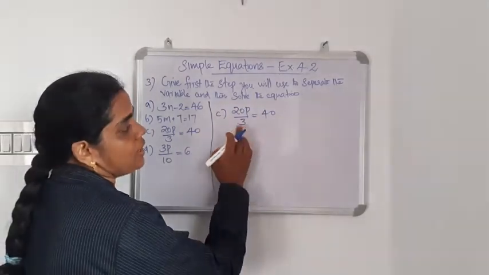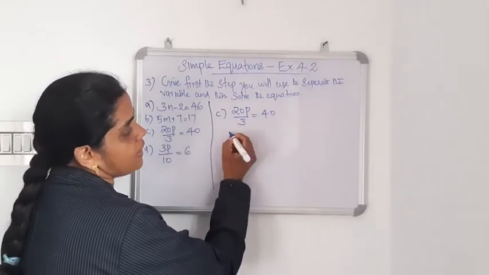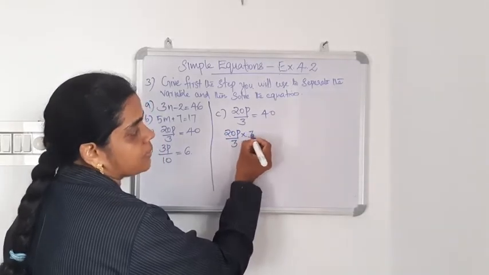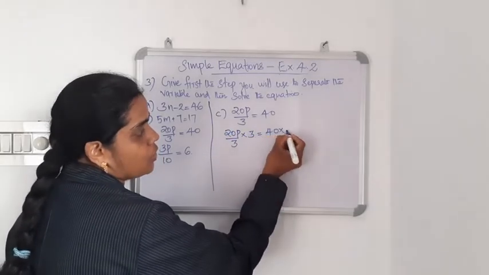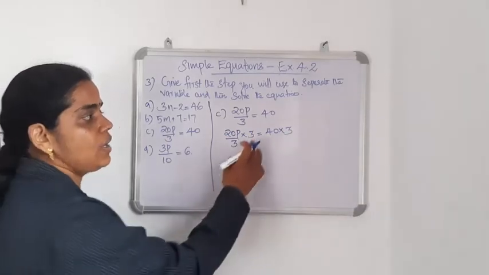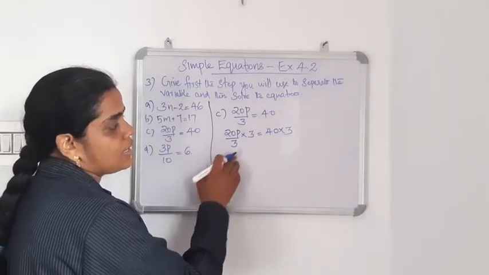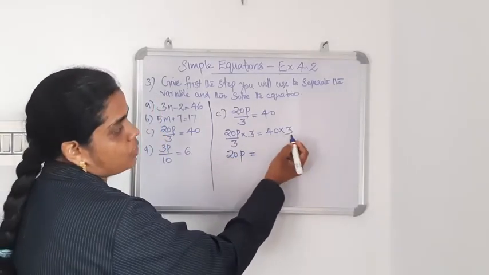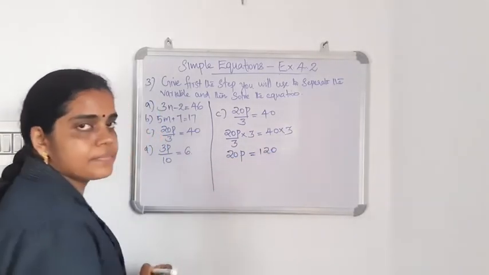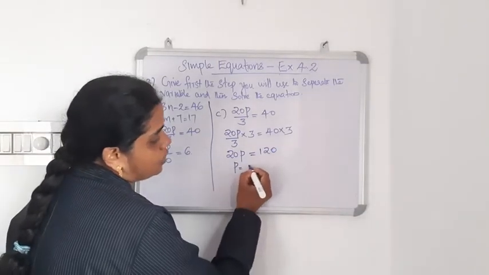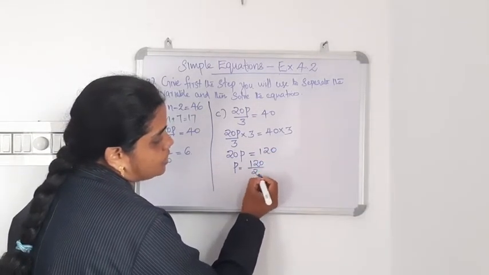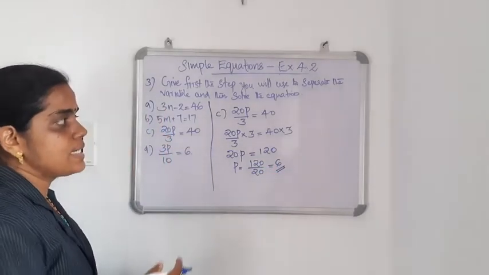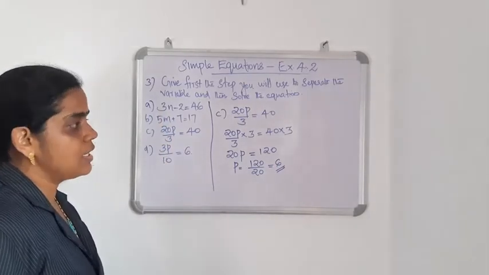So first we can avoid this 3 by multiplying by 3. So 20p by 3 into 3 equal to 40 into 3. Multiply 3 on both sides. So this 3 and this 3 will be cancelled. Then what is remaining? 20p equal to 120. So p equal to 120 divided by 20. So what is the answer? 6. So 6 is the solution of this equation.